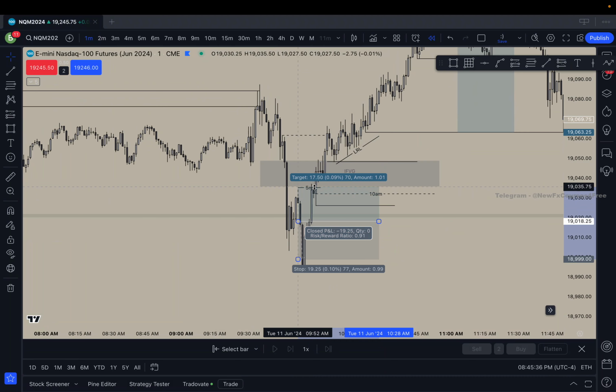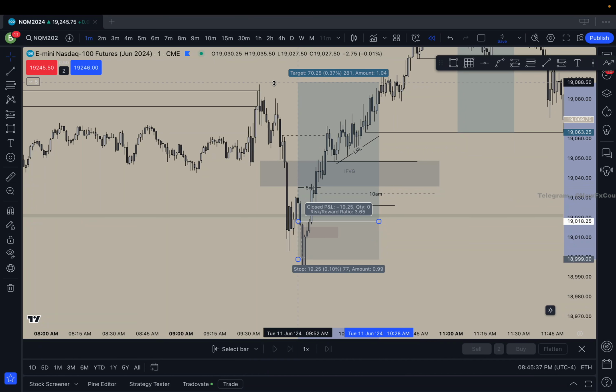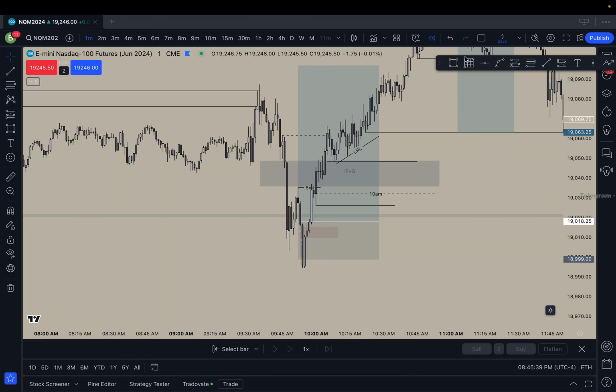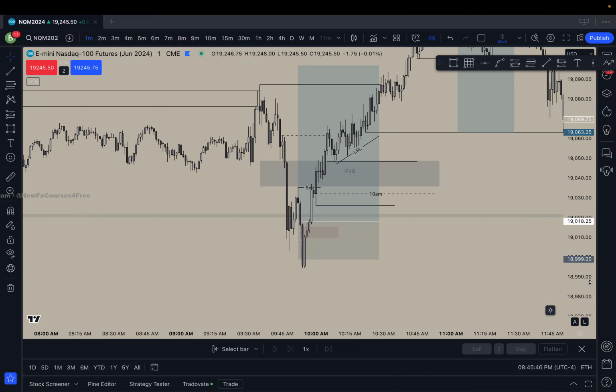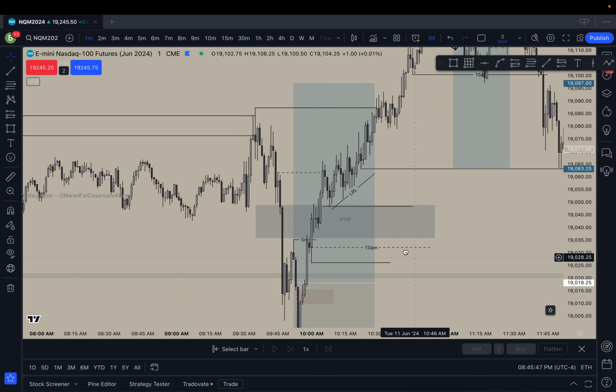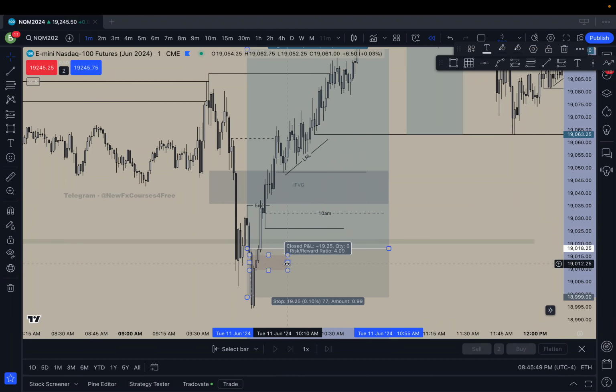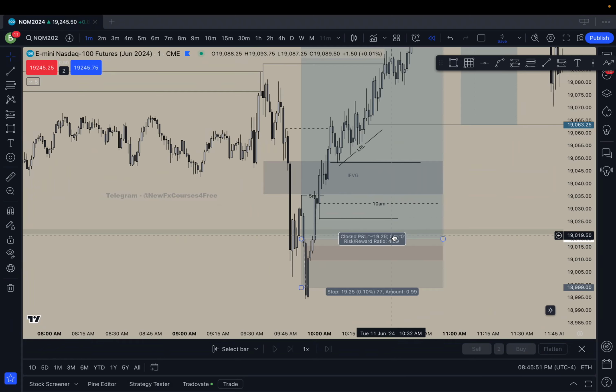I suggest taking profits out of 1-to-1, but leaving runners towards external, because you can catch huge moves, because this was just a huge move. This is what makes this model so powerful, that you're already break even here. There's no more risk on the table.